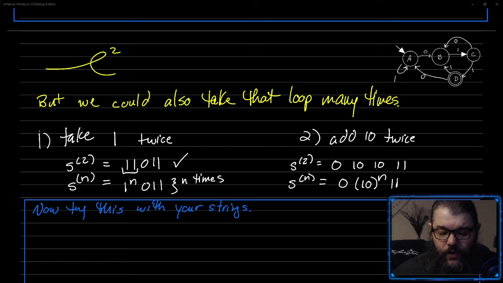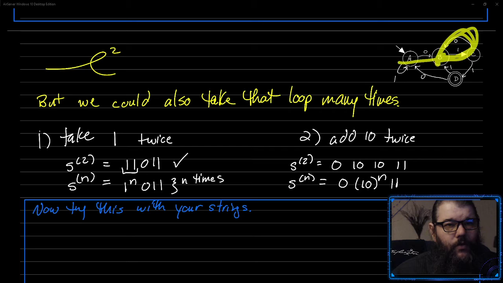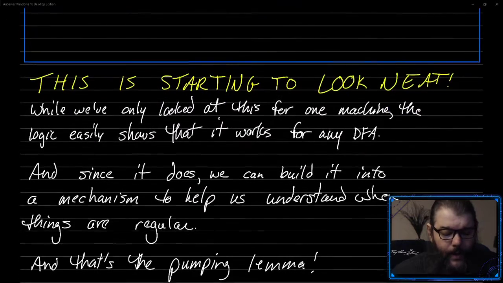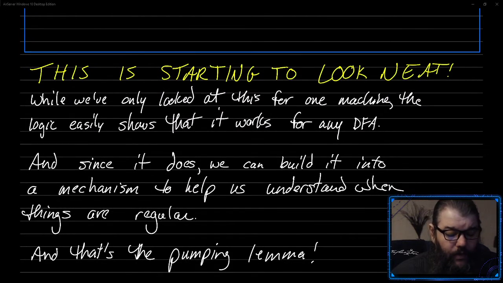And we still produce a string in the language, because all we're really doing is going from B back to itself, and then we're finishing off this string. So we could do that any number of times, as you can see here, which is really rather cool, because this is a property of our regular languages that we're going to be able to exploit in order to prove that our things are not regular once we get there.